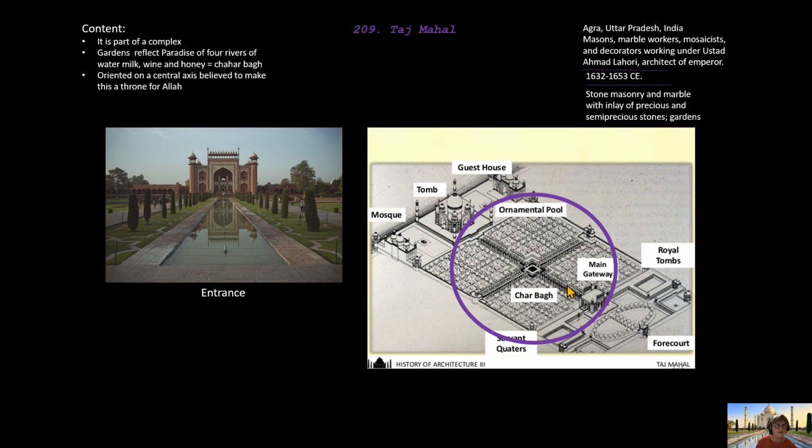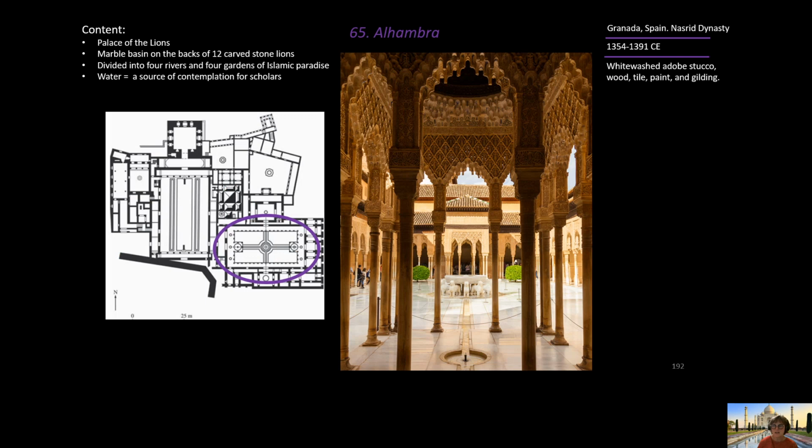You go in and you can see that these are Char Bagh, or they're called Chahar Baghs as well. And these are four gardens that reflect paradise. So they're equally sized and they're divided by the four rivers of paradise: honey, milk, water, and wine. And the idea here is also that if this is the tomb for Allah, this pearl surrounded by minarets, it's also established on this axis. And this would make it more appropriate for the throne of Allah. We're going to be seeing in Asia lots of tombs and religious buildings built on this axis.